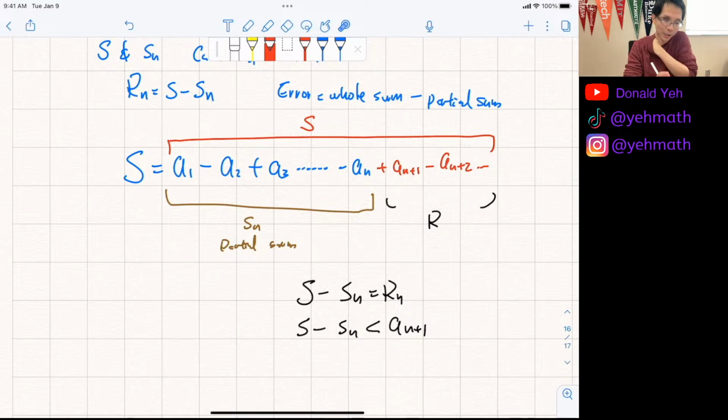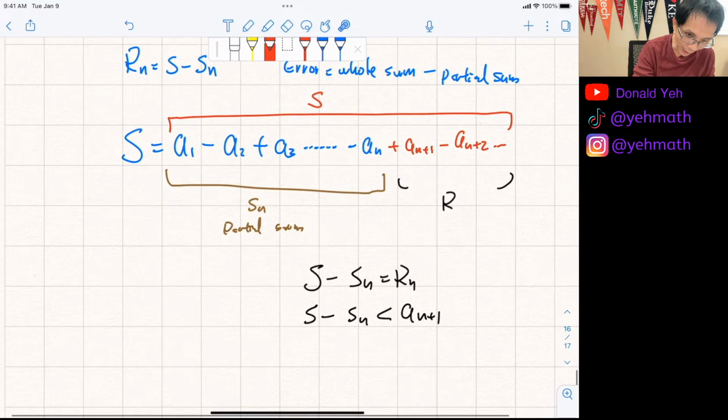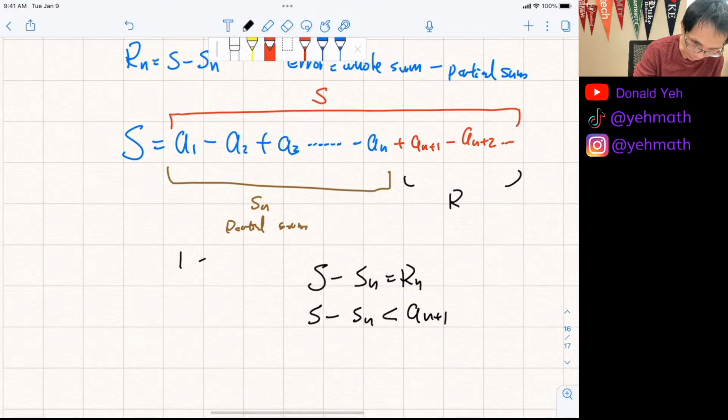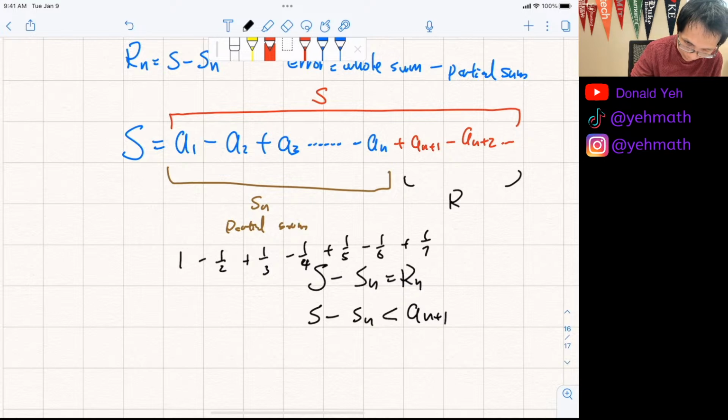Imagine that you have the alternating harmonic series: 1 minus 1/2 plus 1/3 minus 1/4 plus 1/5 minus 1/6 plus 1/7 minus 1/8 plus 1/9. You get the point, right?